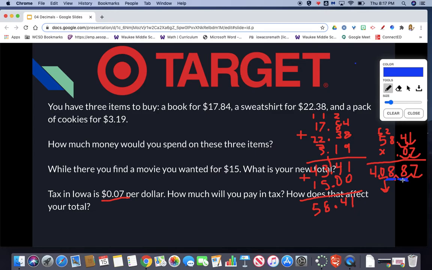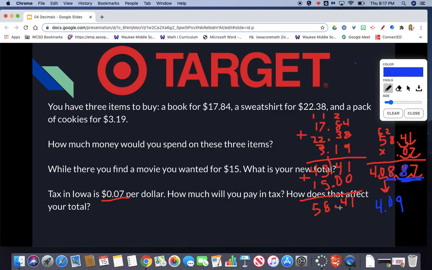So let's round it using that third number. Let's round up to $4.09 with that extra piece that was added there. That's just going to tell us to round up, and I knew to round up because this number here was over 5. It was an 8. So that's telling me to round my 8 up to a 9. So that's our tax, you guys. How does that affect our total?